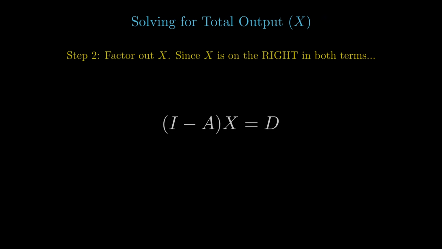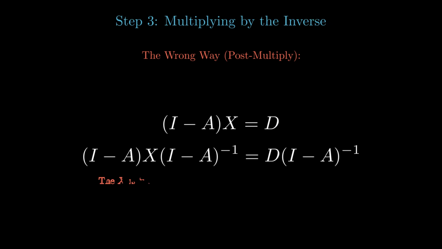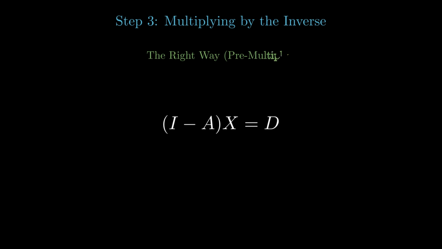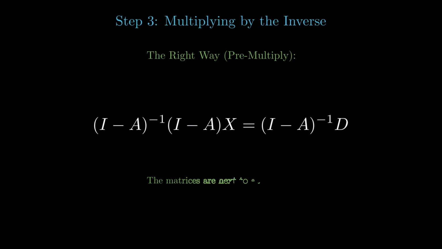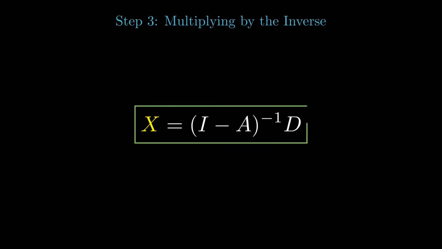And when multiplying by the inverse, you must pre-multiply. If you post-multiply, the X gets trapped between matrices. The right way is to place the inverse matrices next to each other so they multiply to give the identity matrix I, leaving us with our final formula X equals inverse of I minus A into D.